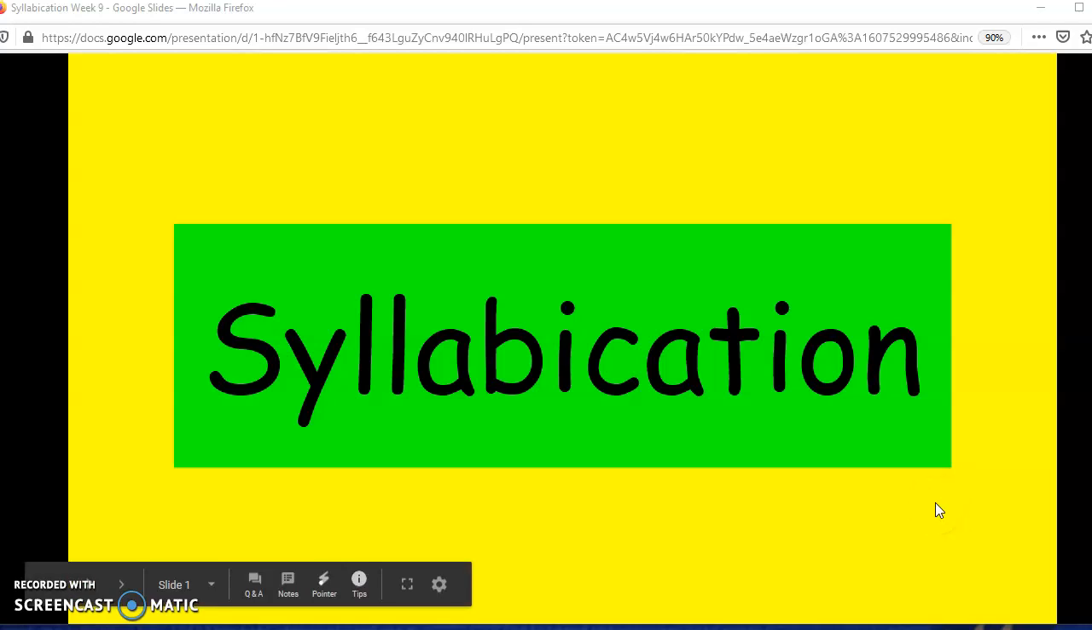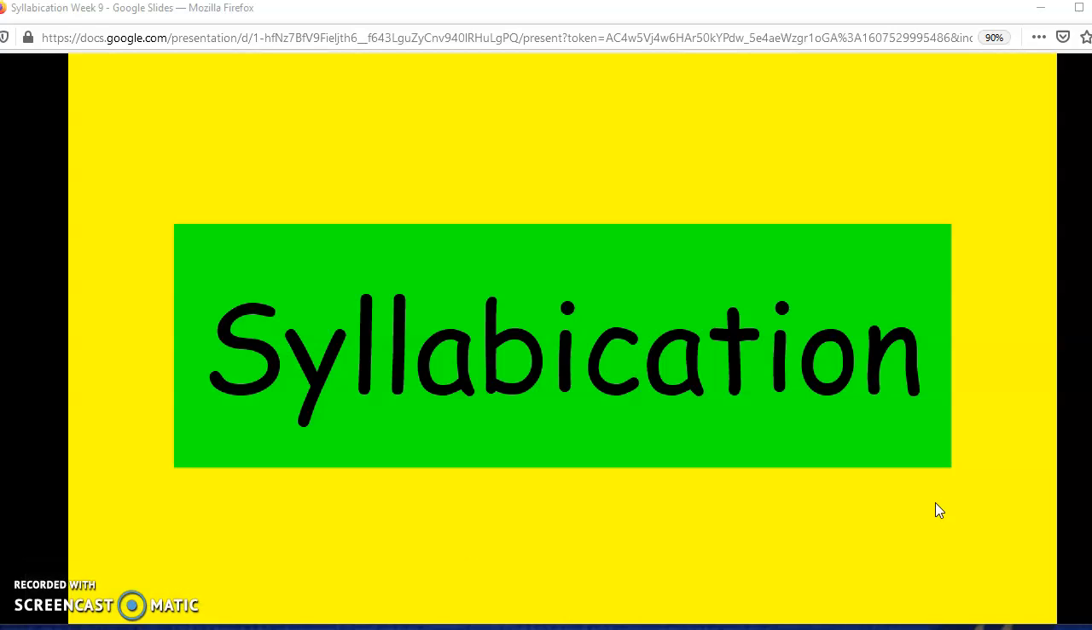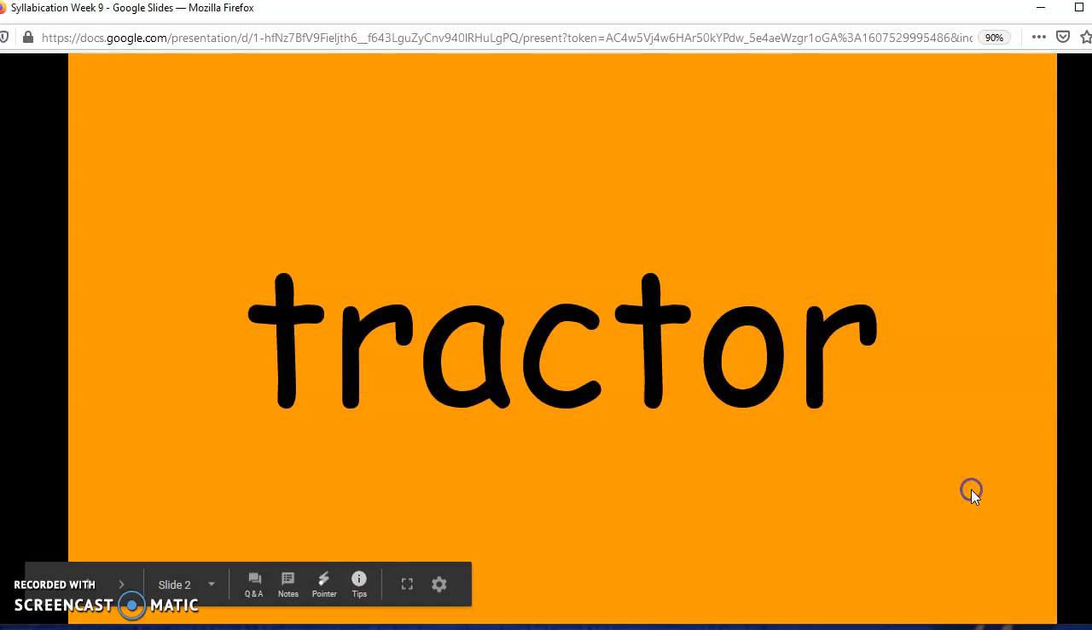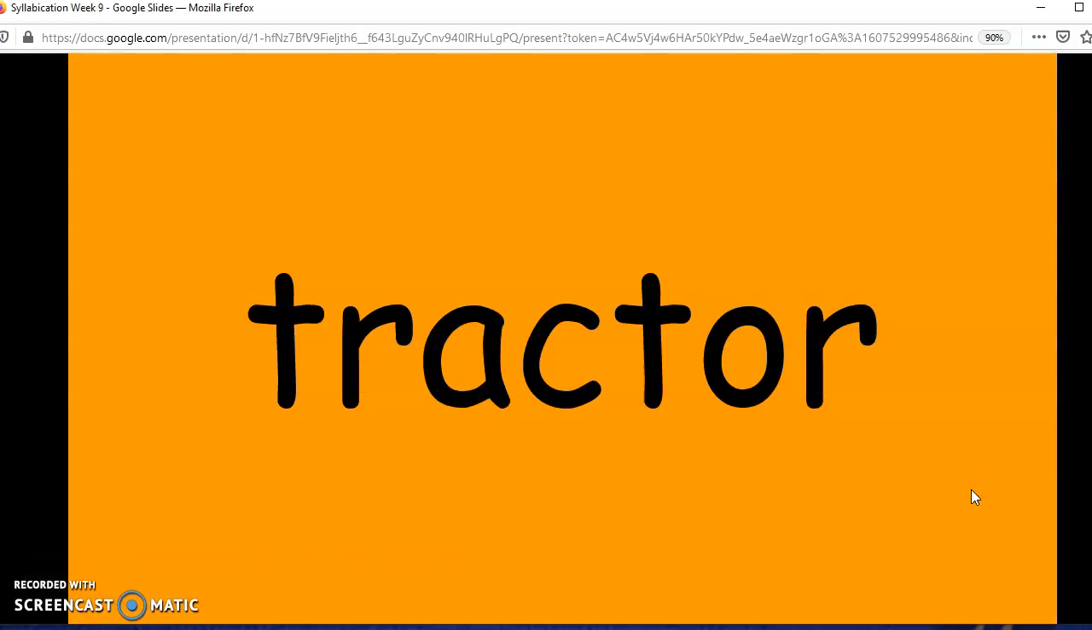Hi, second grade friends. We're going to get ready to do our syllabication for this week. Make sure you have a piece of paper and a pencil, or even a whiteboard and a marker. Here's our first word. Go ahead and write it down on your paper or whiteboard.